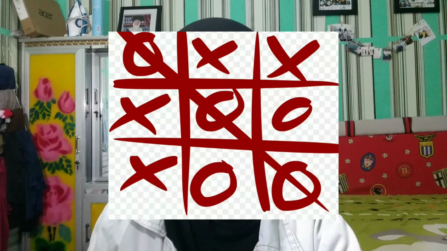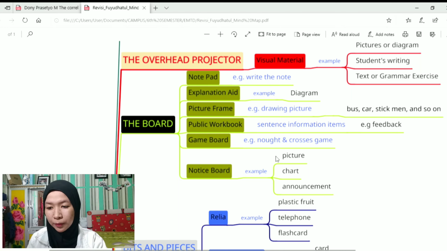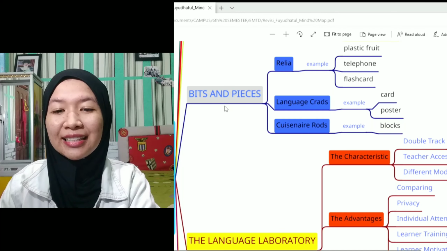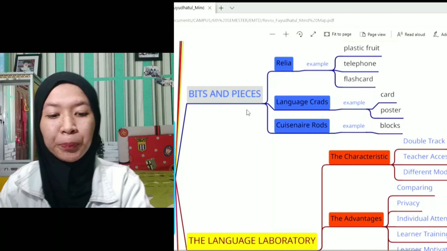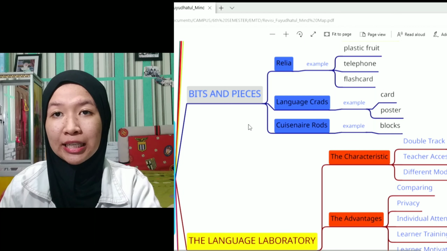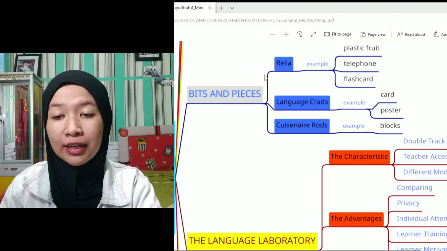And the sixth is notice board. For example, picture, chart, and announcement. So teachers can stick things on the board. The next is bits and pieces. So bits and pieces are divided into 3 kinds.